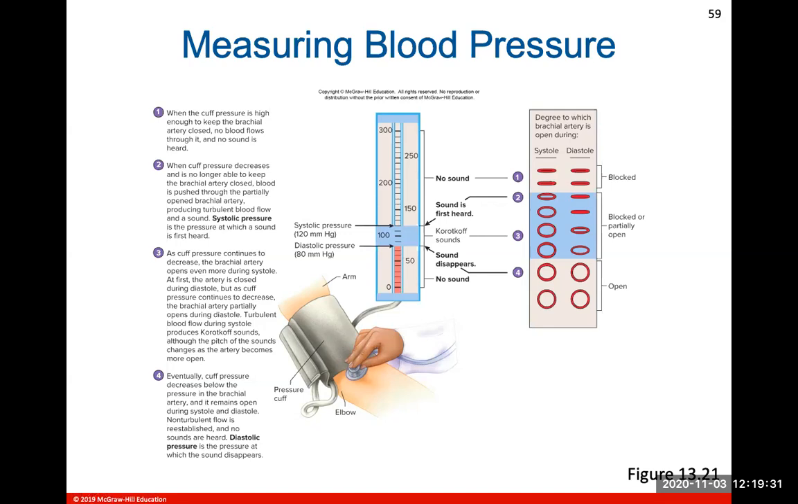And what you're measuring is the turbulent blood flow, where you're measuring the blood coming back through a blocked artery that's being opened due to pressure release from the cuff.